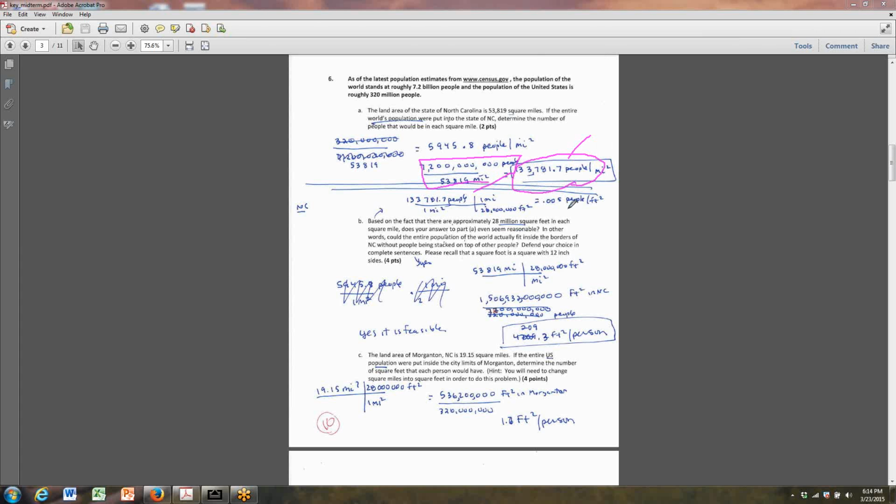Good. Now, part B says, based on the fact there are approximately 28 million square feet in each square mile, does your answer in part A even seem to be reasonable? In other words, could the entire population of the world actually fit inside the borders of North Carolina without people being stacked on top of each other? Defend your choice in complete sentences. Please recall that a square foot is a square with 12-inch sides. So somehow we had to use math to justify our answer here. And we know from before that North Carolina is 53,819 square miles. Let me just see if I can write that down here.